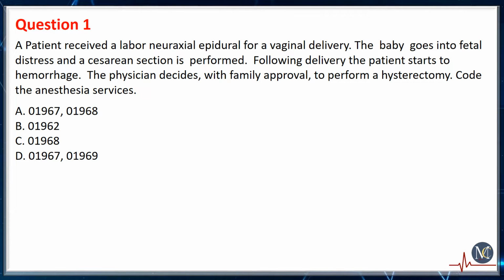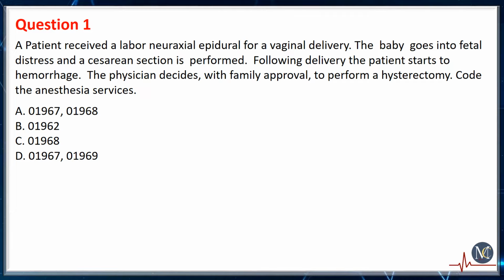Our first question is, a patient received a labor neuraxial epidural for a vaginal delivery. The baby goes into fetal distress and a cesarean section is performed. Following delivery, the patient starts to hemorrhage. The physician decides, with the family's approval, to perform a hysterectomy. Code the anesthesia services. Option A with service code 01967 along with add-on code 01968.